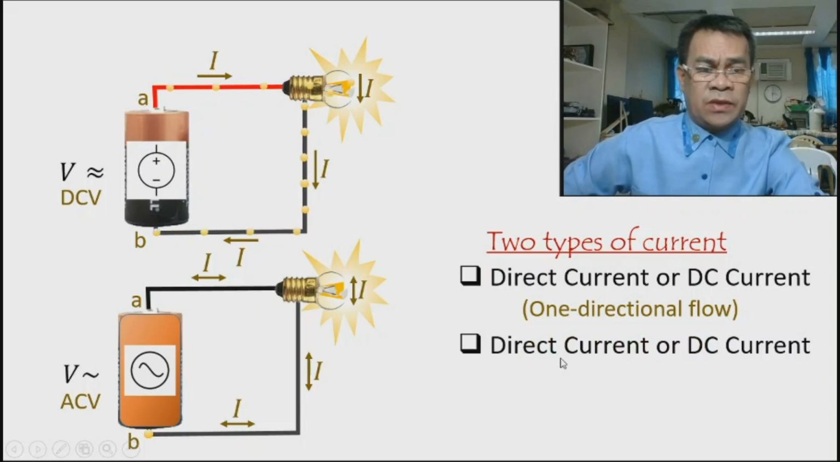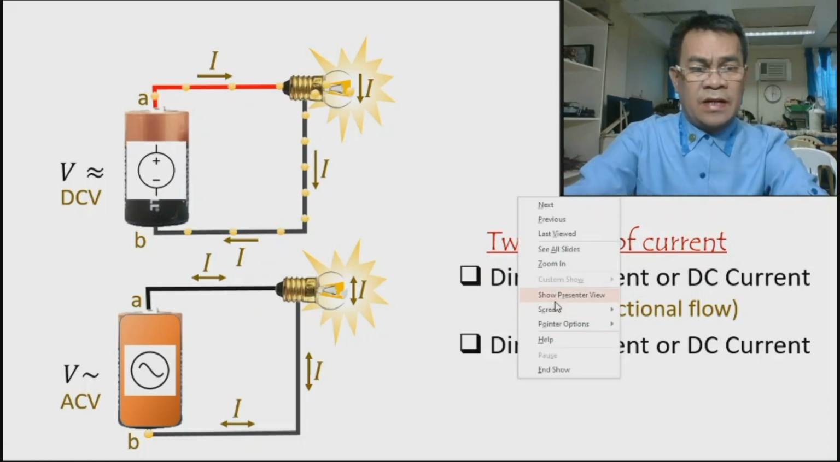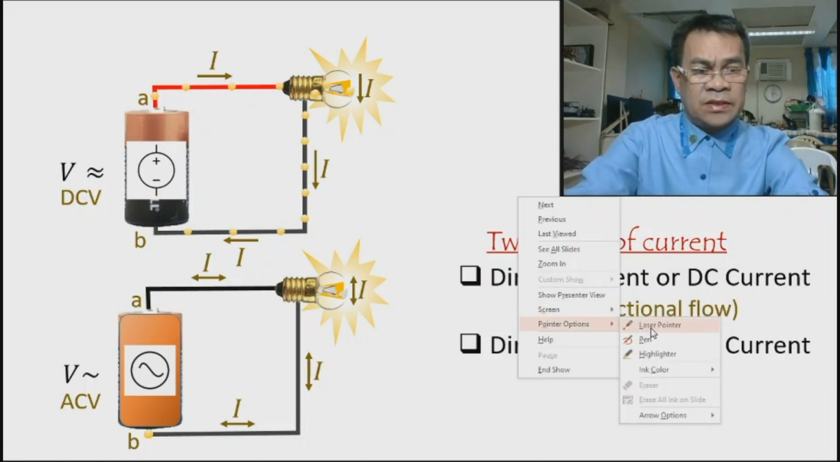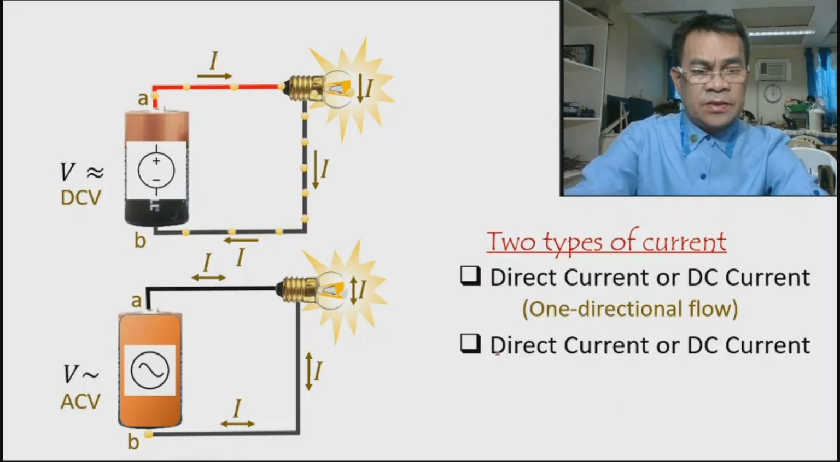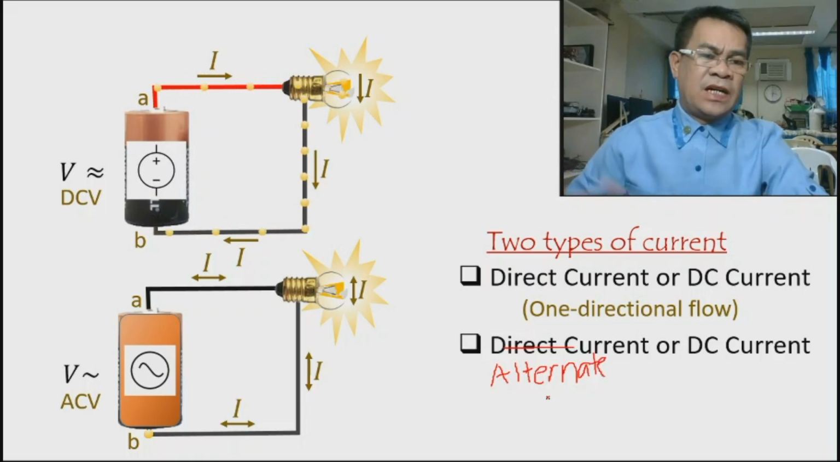Now another type is this, which is not direct. This is alternating current. Alternate current. When we say alternate, this is a kind of two directional flow. Okay, this is alternate current.